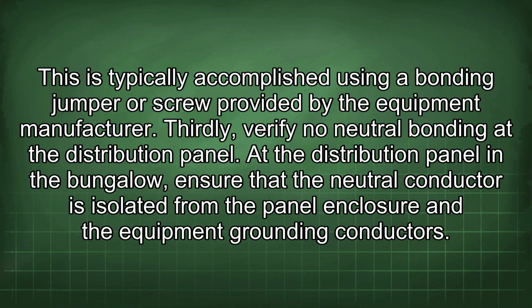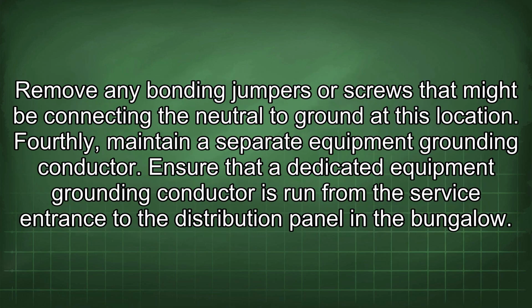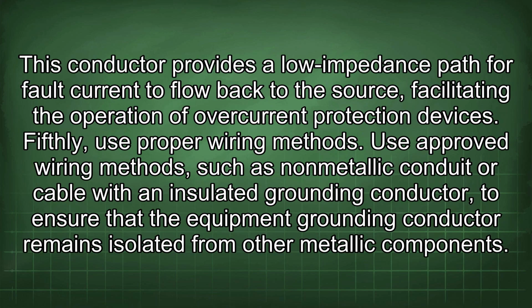Thirdly, verify no neutral bonding at the distribution panel. At the distribution panel in the bungalow, ensure that the neutral conductor is isolated from the panel enclosure and the equipment grounding conductors. Remove any bonding jumpers or screws that might be connecting the neutral to ground at this location. Fourthly, maintain a separate equipment grounding conductor. Ensure that a dedicated equipment grounding conductor is run from the service entrance to the distribution panel in the bungalow. This conductor provides a low impedance path for fault current to flow back to the source, facilitating the operation of overcurrent protection devices.